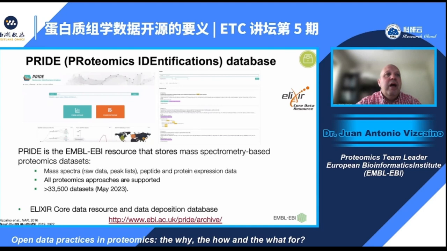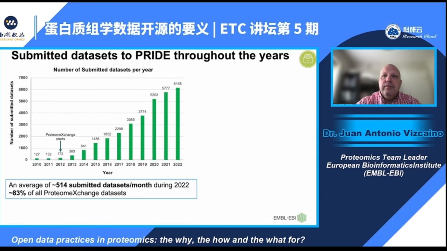And this next slide is also to show you how this data has been growing over the years. This is a histogram that shows the number of submitted data sets to PRIDE from 2010 to 2022. And this really shows the huge growth. This is not cumulative, this is year per year. So this is just to make you realize how data sharing in the public domain has really grown dramatically in the last few years. And it's still growing, although in the last few years it seems to be growing less rapidly, in a way.